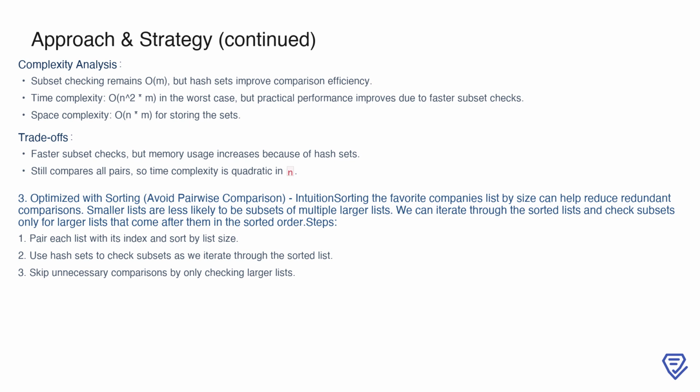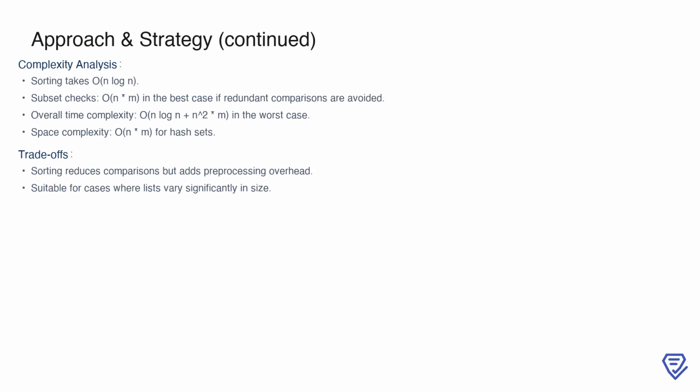To further reduce redundant comparisons, we consider a third approach that introduces sorting. Building on the hash set optimization, the next approach incorporates sorting to avoid unnecessary pairwise comparisons. By sorting the lists of favorite companies based on their size, we can process smaller lists first, which are less likely to be subsets of multiple larger lists. This reduces the number of comparisons we need to make.